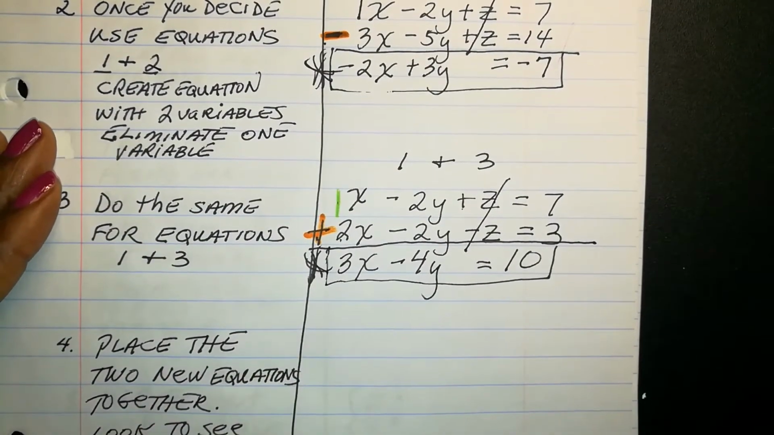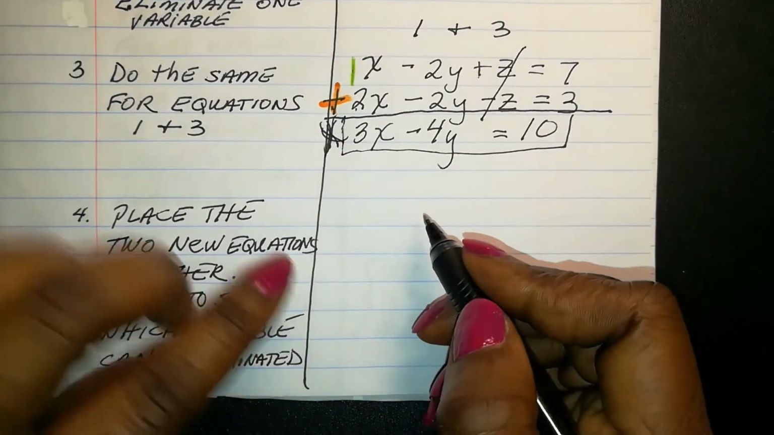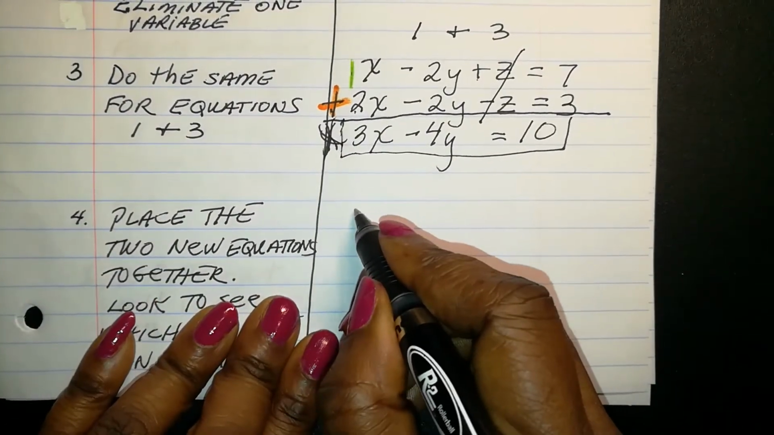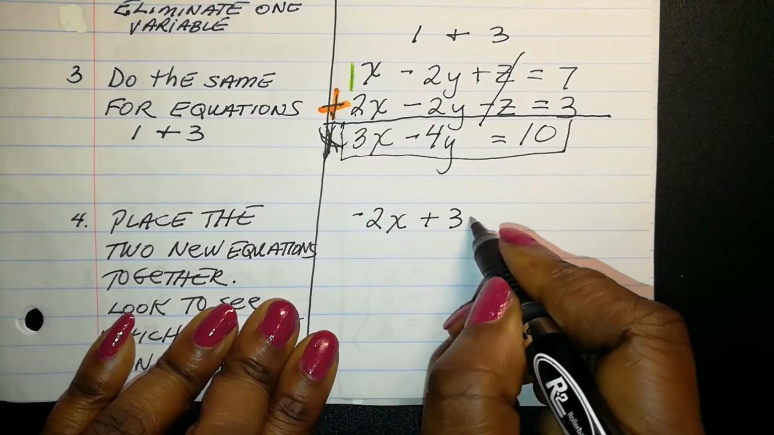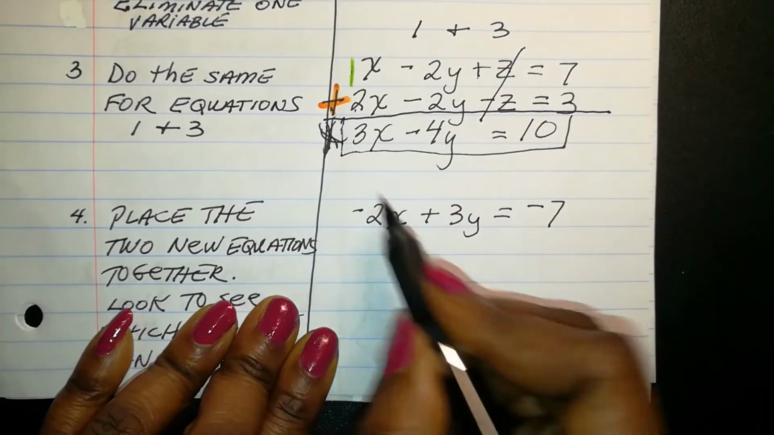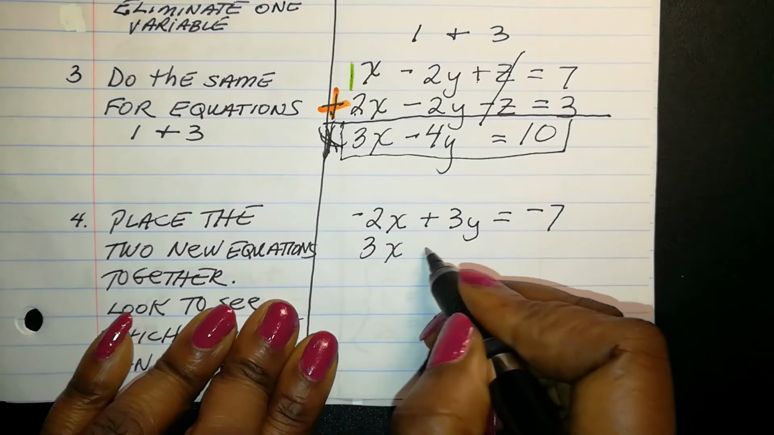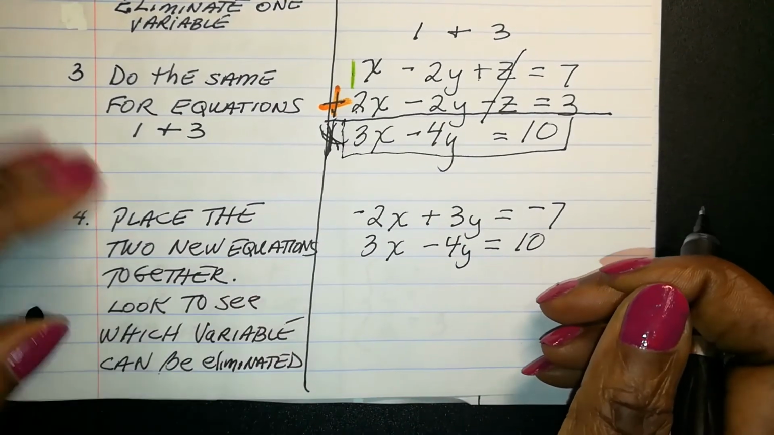Let's place the two equations together. We have negative 2x plus 3y equals negative 7. That was the first equation. And now the second equation, 3x minus 4y equals 10. I hope we're okay so far.